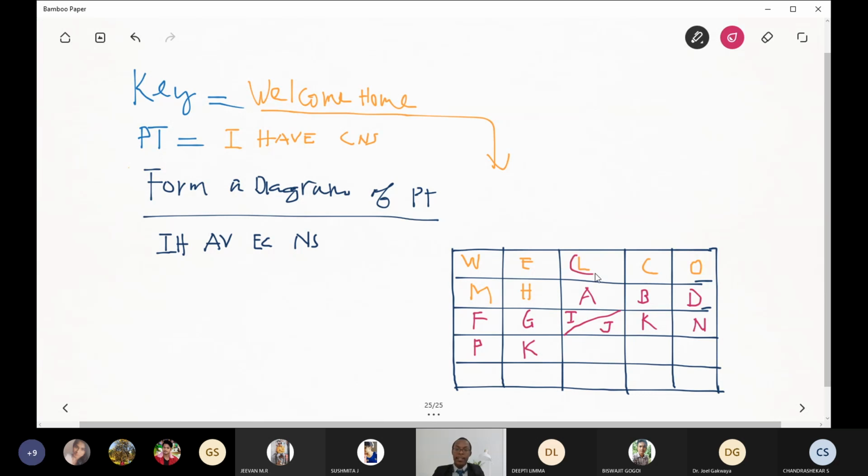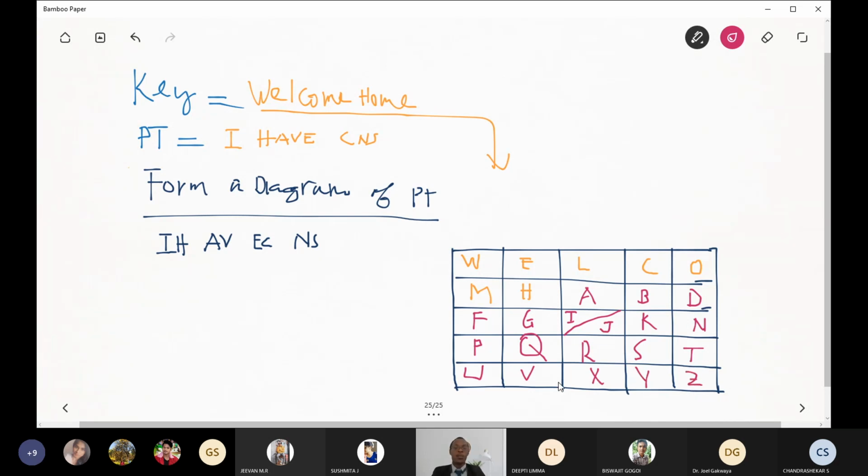P, Q, R is not there. R, S, T, U, V, W, X. No, something is missing. Some letters are missing, right? Which one is that? W is there, sir. Oh, W is there. Thanks. W is here. Now U, V, W is there. X, Y, and Z.